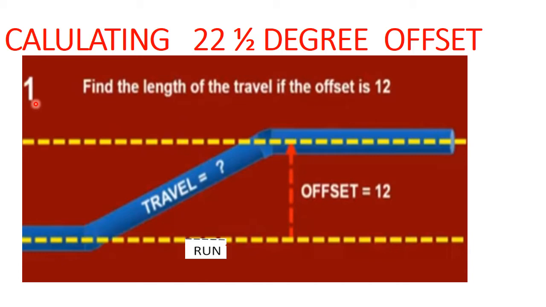Let's see. First question: find the length of the travel if the offset is given. Now this is called offset, from here to here. Offset is given as 12. Now from here to here, this is called travel. Travel we have to calculate. We don't know it. We have to calculate travel by using the formula. Run is given in the formula, so no need to worry about this. Let's check the solution.